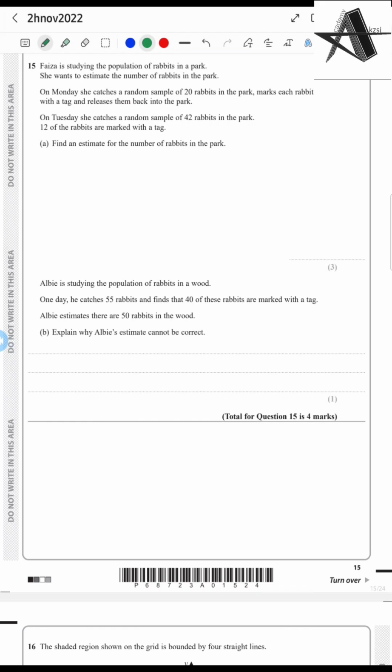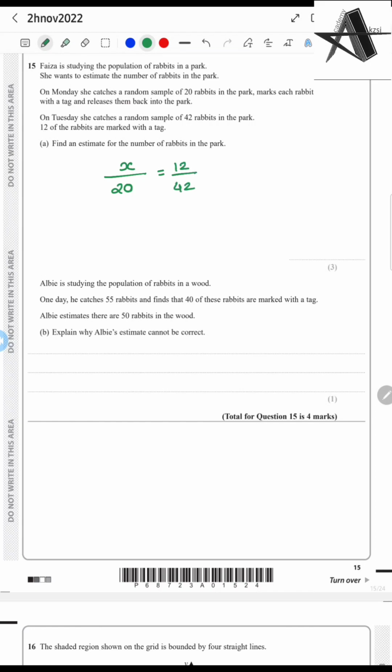Simple. There is a ratio given. That's why it's written as estimation. It's about sampling actually. So on Monday, she catches a random set of 20 rabbits. So suppose there are a total number of x rabbits, and she caught 20 rabbits out of it. And the next day, we are assuming that the ratio is the same. She is catching the same ratio of rabbits. The next day, she caught 12 marked, that is 12 tagged ones.